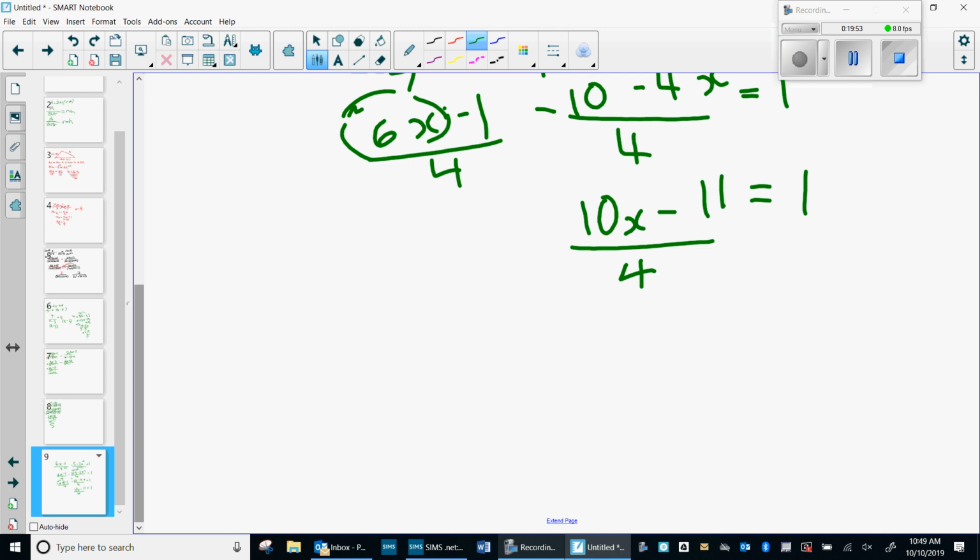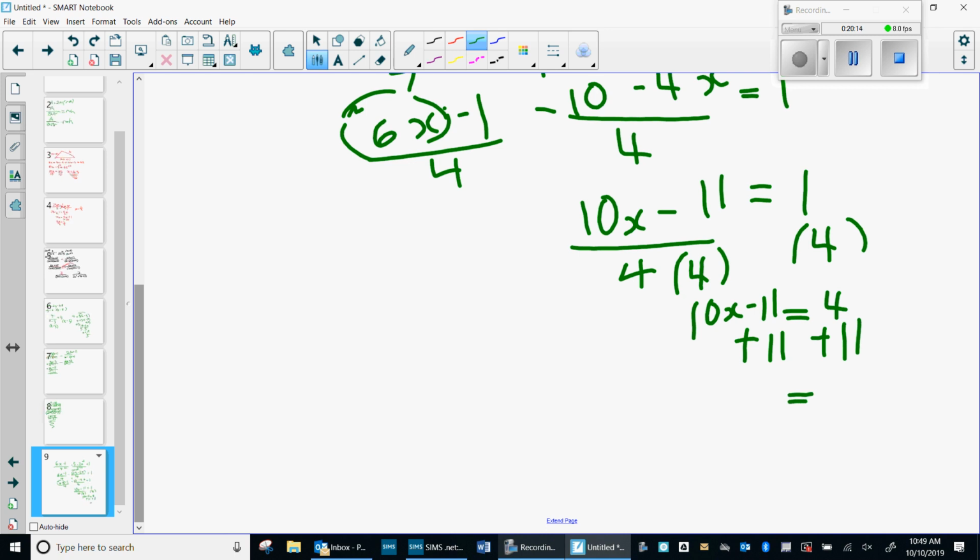And then I wanted to get rid of the bottom, so I times by 4 on both sides. So then you get 4 is equal to 10x take away 11, and then from that you want to get rid of 11, so you add 11 on both sides. So you get 15 is equal to 10x. So you want just x by itself, so you divide by 10 on both sides, and then you get x is equal to 15 over 10.